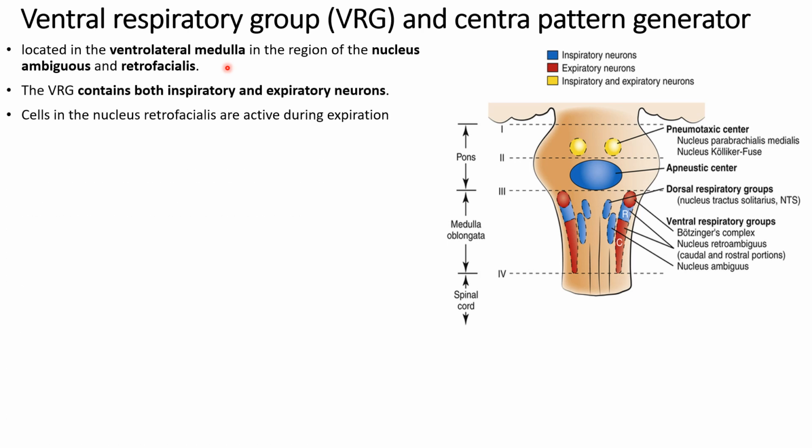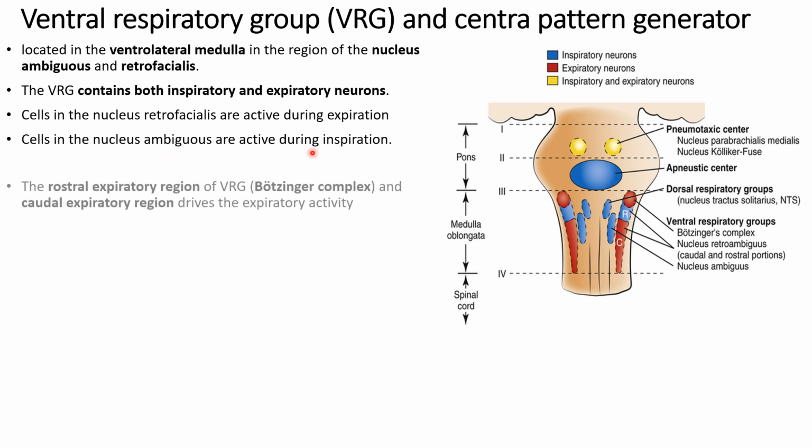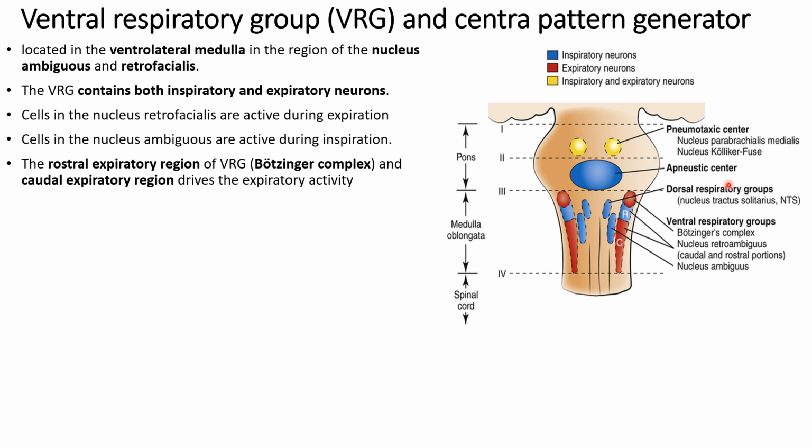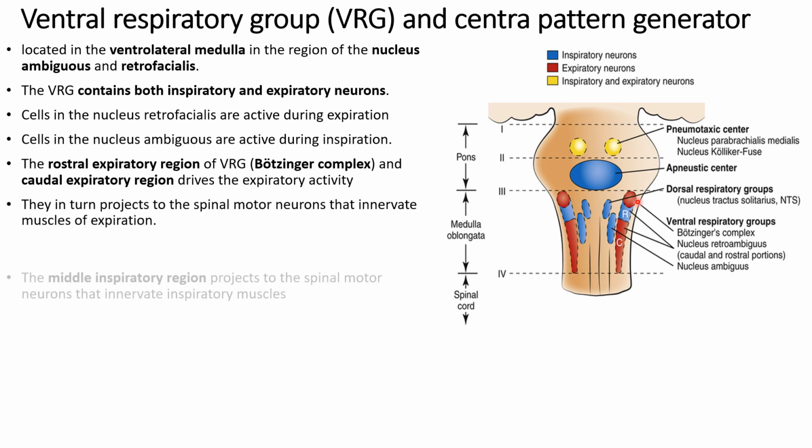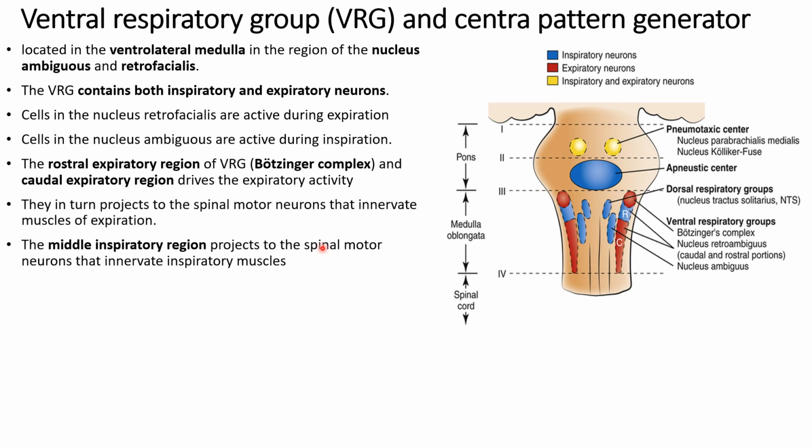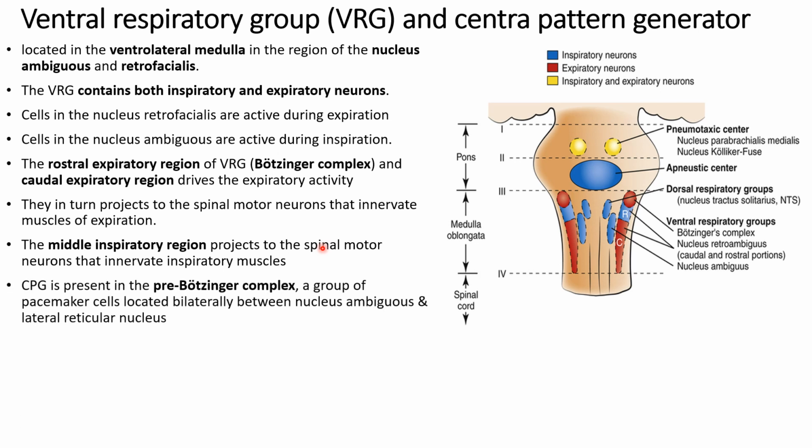Cells of the nucleus ambiguus are present, mainly expiratory ones in the retrofacialis. The middle part, the nucleus ambiguus, is responsible for inspiration, and the rostral expiratory group is called the Botzinger complex, which is expiratory. The caudal one is also responsible for the expiratory group. The middle one is responsible for the inspiratory group, whereas the rostral one, the Botzinger complex, is responsible for expiration.